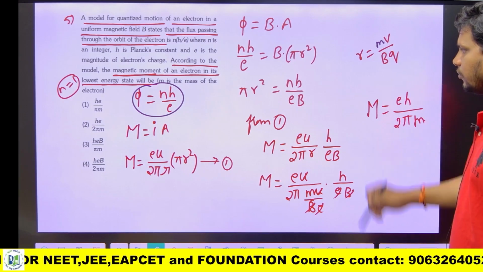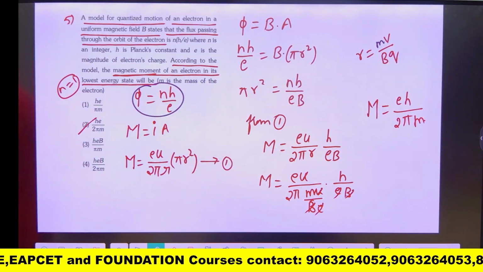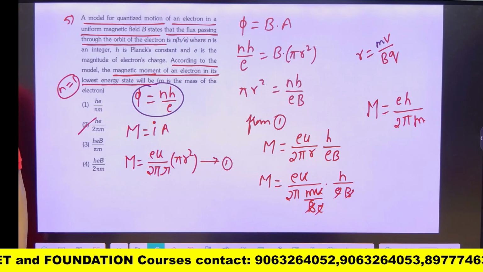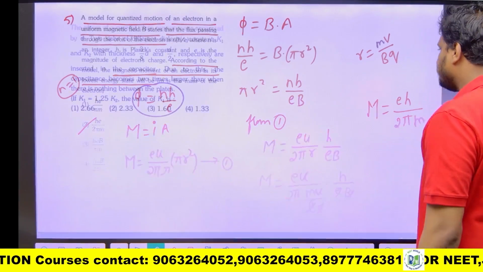So this is the answer. That is, option 2 is correct: he by 2 pi m. Now we are going to discuss the next question.